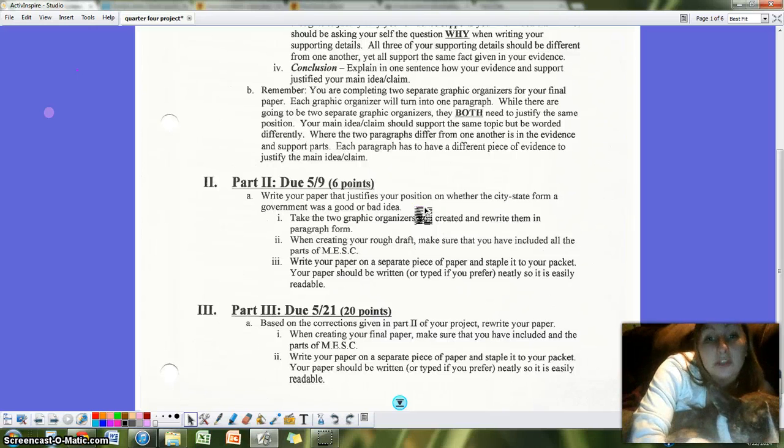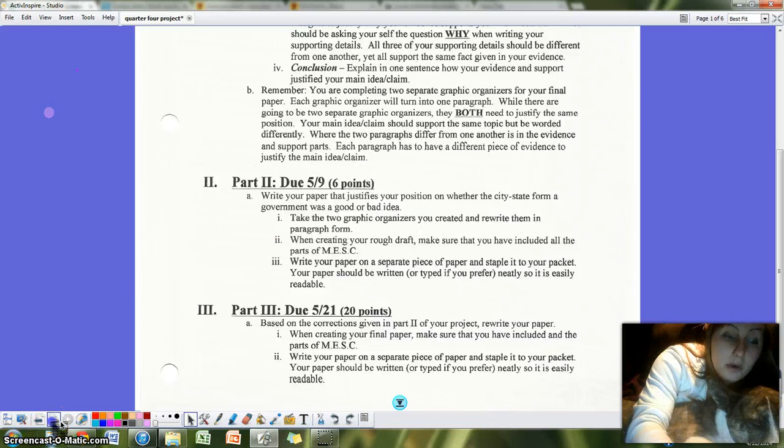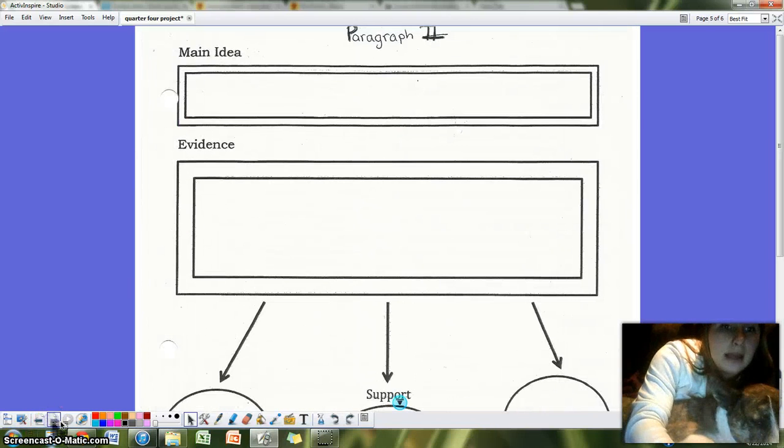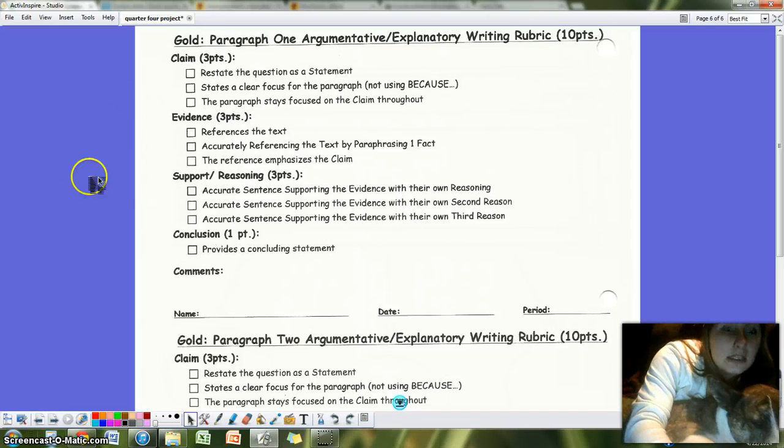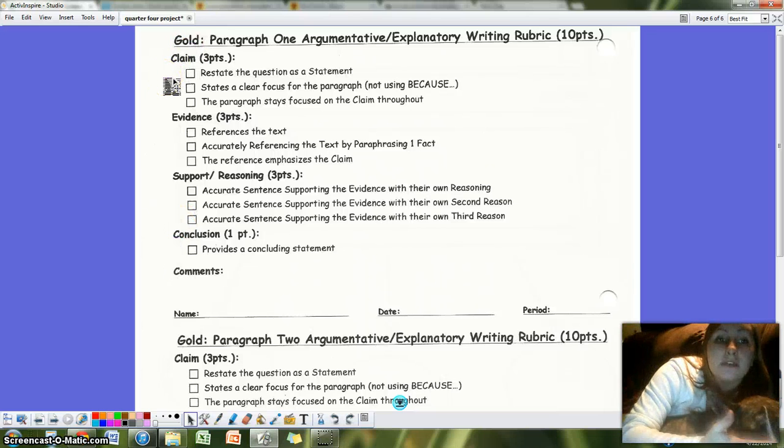And you're going to have to make sure that your rough draft includes all the parts of MESC. So your main idea, your evidence, your support, and your conclusion. In your packet on the very last page is included the exact rubric that I use to grade your paper. So even though it's a rough draft, the more work you put in now means the less work you're going to have to put in for part 3.